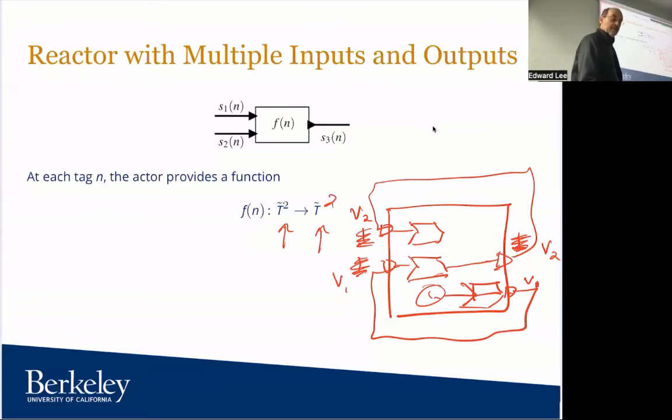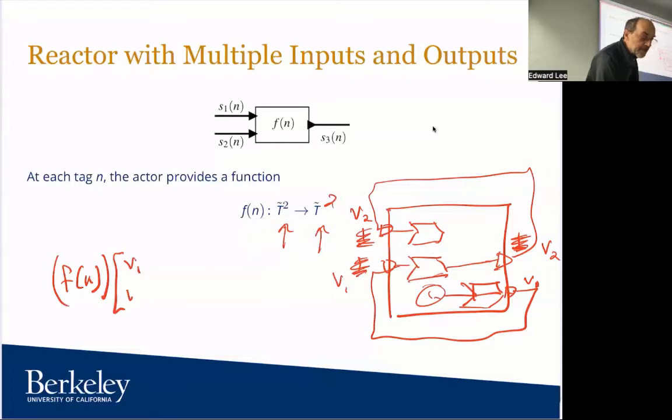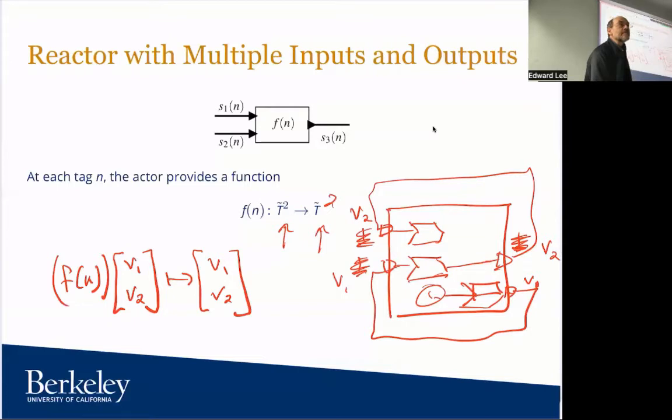The interesting thing to notice is that the values here, V1 and V2, form a fixed point. In particular, if I take this function f and I apply it to V1, V2, the result is what? It's V1, V2. Whereas when the inputs were unknown, the result was not the same thing as the argument to the function. So this is called a fixed point.